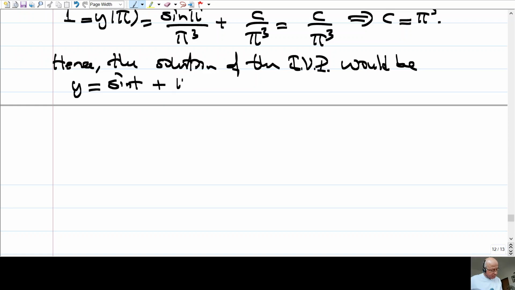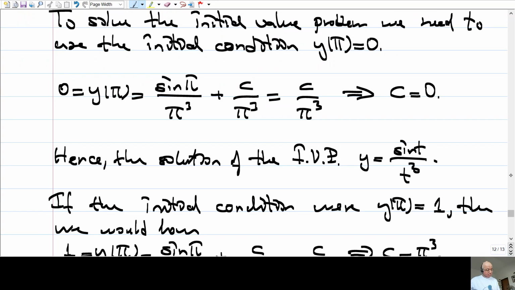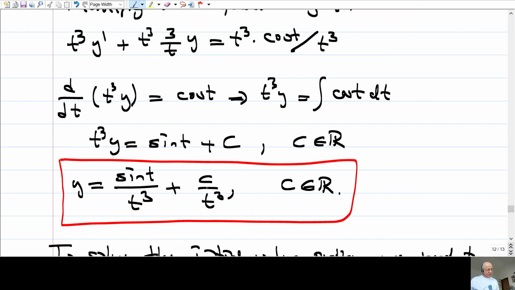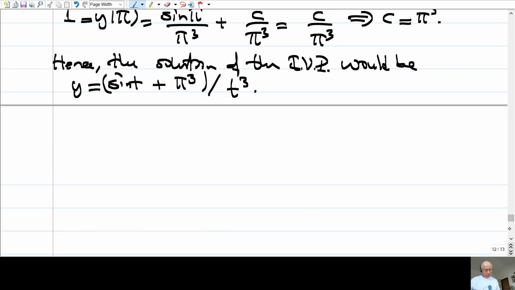Sine t plus pi cubed over t cubed, right? Let's see. Yes, we wrote pi cubed in place of c. So sine t plus pi cubed divided by t cubed.